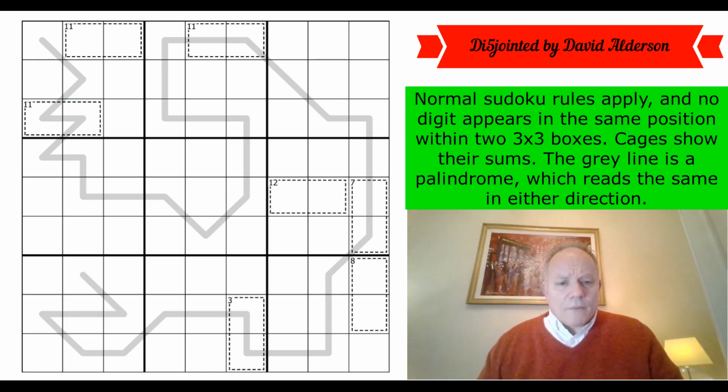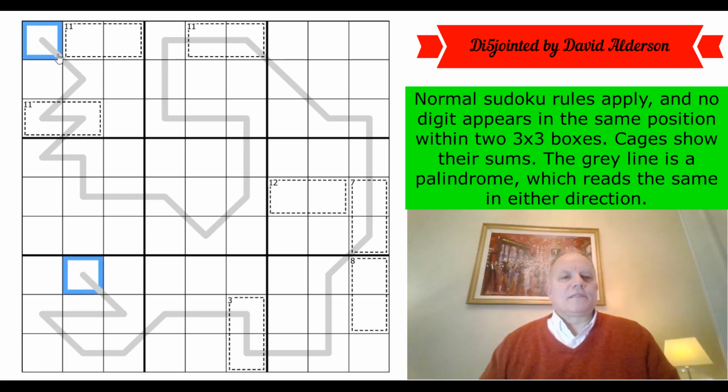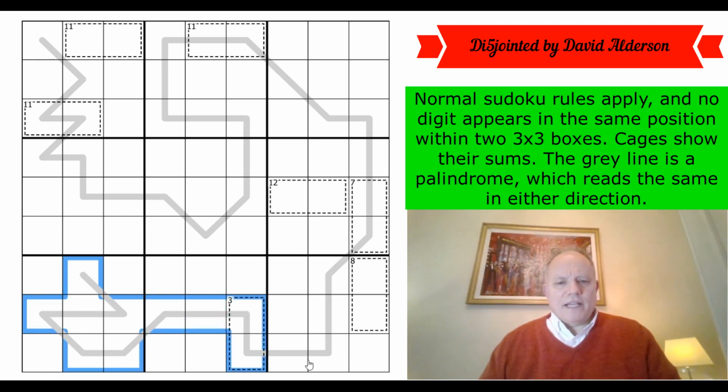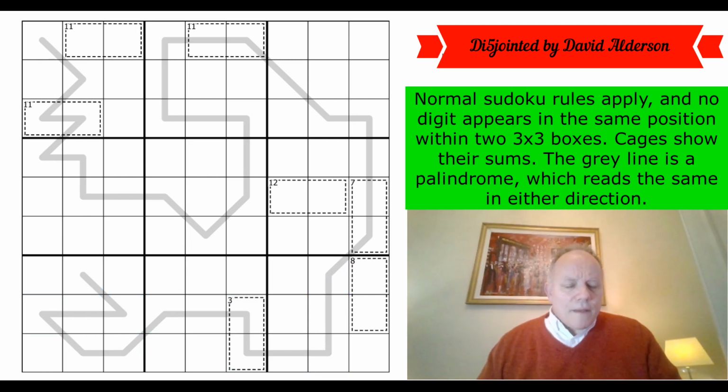Now, as well as that, we have a few little killer cages which show their totals, normal Sudoku rules, and an unbelievably large grey line which is a palindrome, which means it reads the same in either direction. I'm not sure if I've done a puzzle with a longer palindrome, but it must mean that these two cells will be the same as they're the ends. And basically, however it reads going one way up the palindrome, it'll read exactly the same way starting from the other end. Oops, not there. Let's try again, going this way. So really interesting that this could possibly be done with this little information. I don't know what that palindrome looks like.